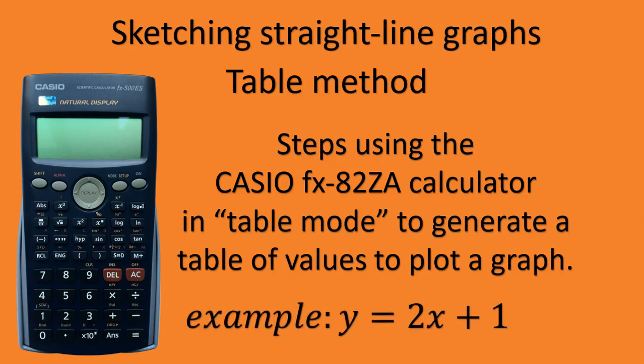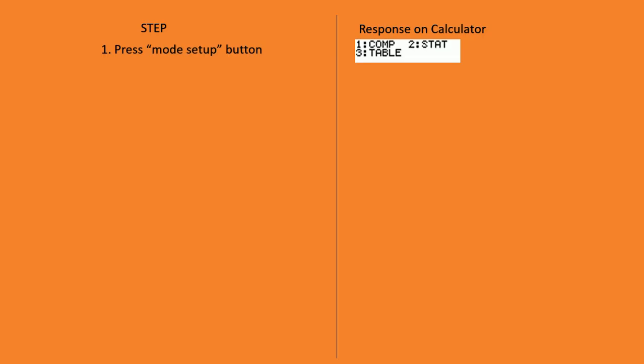Our example is going to be y equals 2x plus 1, and we are going to punch in that equation and try to find the table through the calculator. Our steps will be: first we look at what the step is, and then see what the response on the calculator is. Step 1 is to press the mode setup button. That will give you 3 options: comp, stat and table.